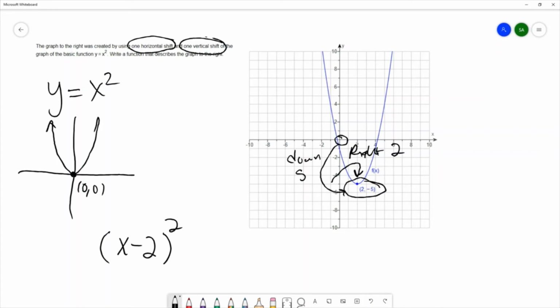Then I want to shift down, so I'm going to subtract 5. I put the minus 5 outside of the base function to make it vertical, a minus to make it go down, and I wanted it to go down 5. So this would be the equation of the graph that we see pictured here.